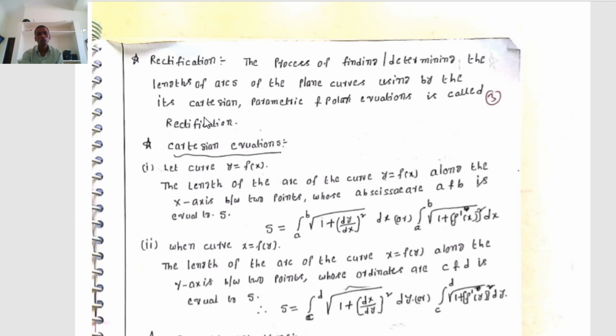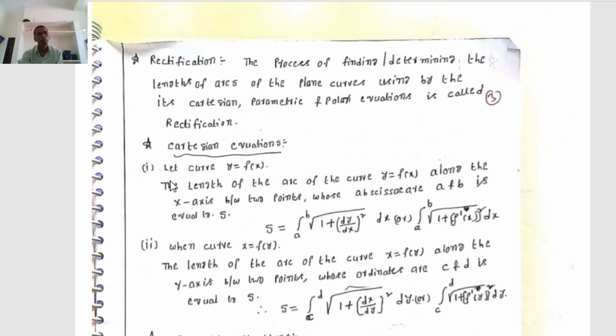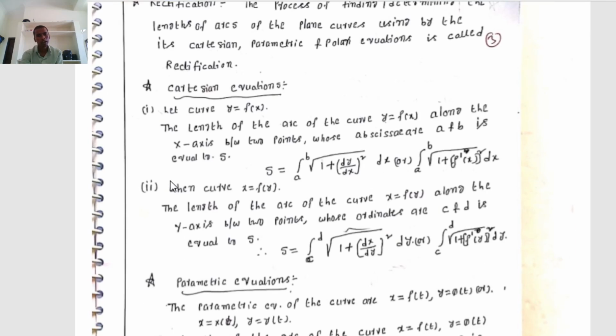Rectification means we have to find the length of the arc of plane curves using their Cartesian equation, parametric equation or polar equation, using some formulas. Here are some important formulas to find the length of the arc of plane curves using their Cartesian, parametric and polar equations.